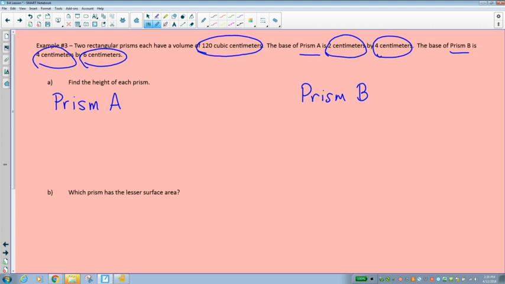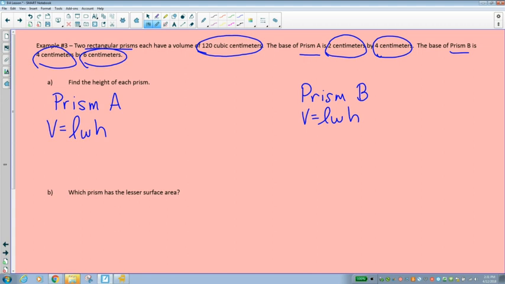Okay, so I know I'm relating with volume, and the volume formula for a rectangular prism, because it says rectangular prism in the problem, is V equals length times width times height. So I'm going to include that for both prisms. I'm going to focus just on A to start with, and then I'll solve for the height, and then I'll go over to prism B.